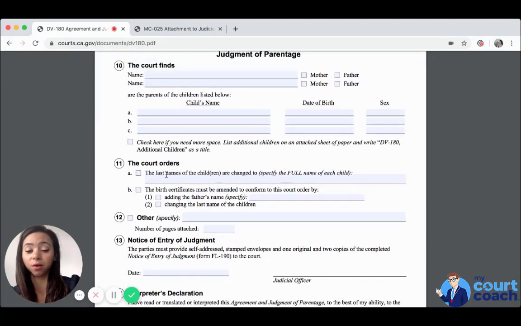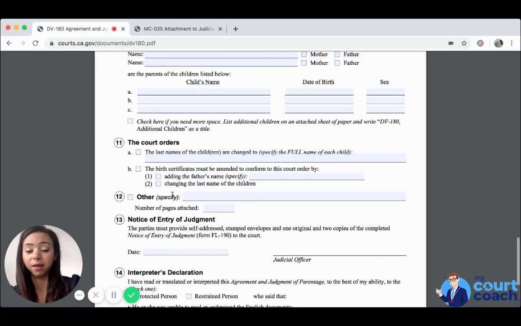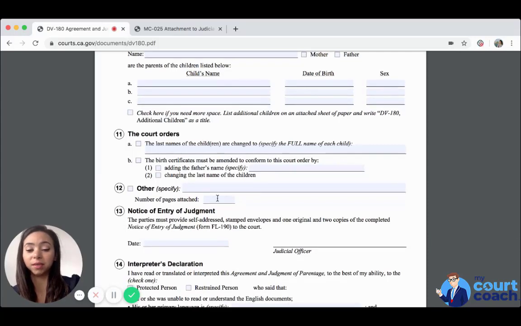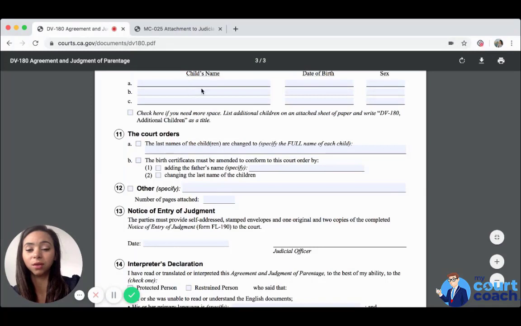And the court is going to order that the last names of the children are changed. So that's only if you request it, or if you request the birth certificates be amended so that it conforms to this order by adding the child's last name, or adding the father's last name, you can go ahead and do that. If there's any other orders that you're requesting, then the court can order that as well. The number of pages needs to be listed. So if you have those MC-025, you'd probably have 2 of those, one for the request to include all the children's names, and the other is the order relating to all of the children's names.